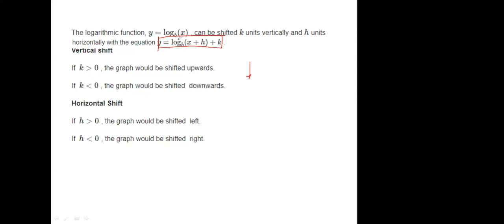With the same graph, first you shift it left and right, and then you shift it up and down. It applies the same rule as for the exponential function. So that's it for today's lesson.